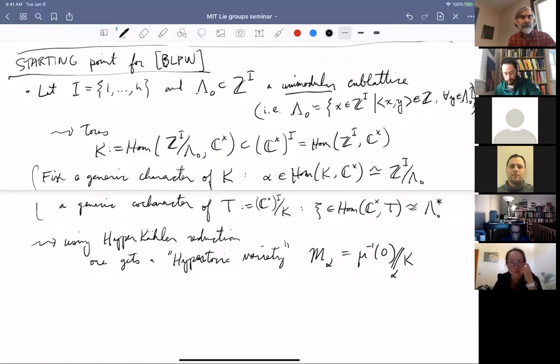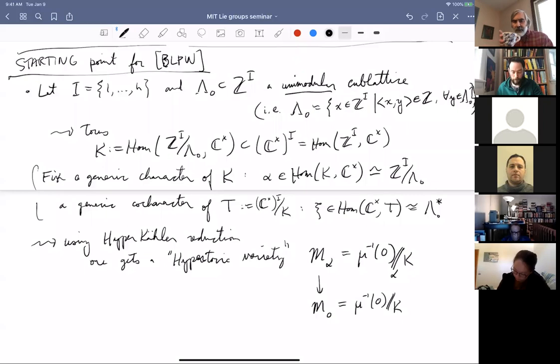This hyperdrive ready maps to the same thing where we take the trivial character. And it's a resolution under our assumption that this lambda naught is unimodular. So that's where the geometry comes from.